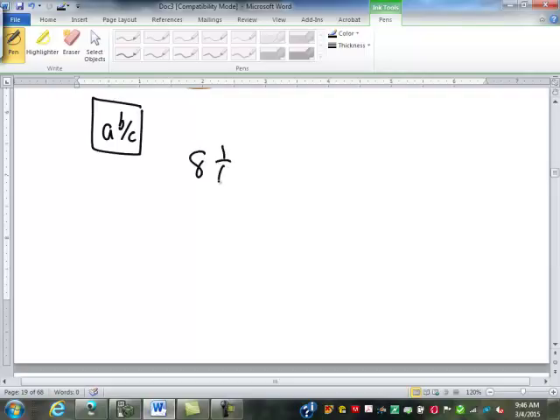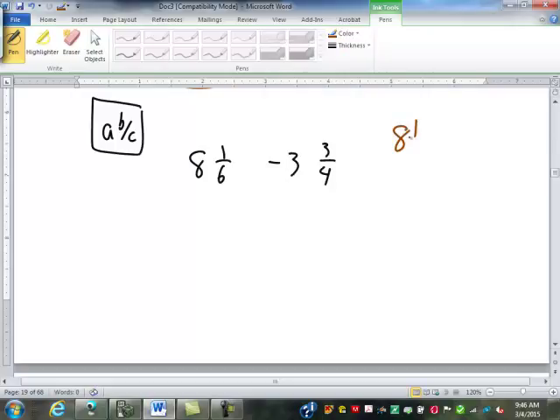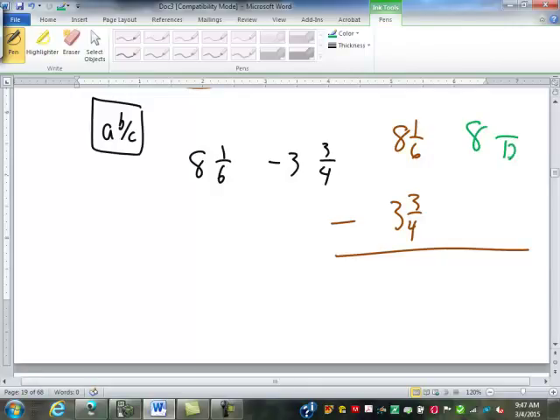10 is 8 and 1/6 minus 3 and 3/4. So I'm going to set it up this way. 8 and 1/6 minus 3 and 3/4. Common denominator shall be 12, times 3, so this is 9, times 2, so this is 2. We go to subtract. 2 minus 9 is not doable. So this becomes 7, and this will become 14.